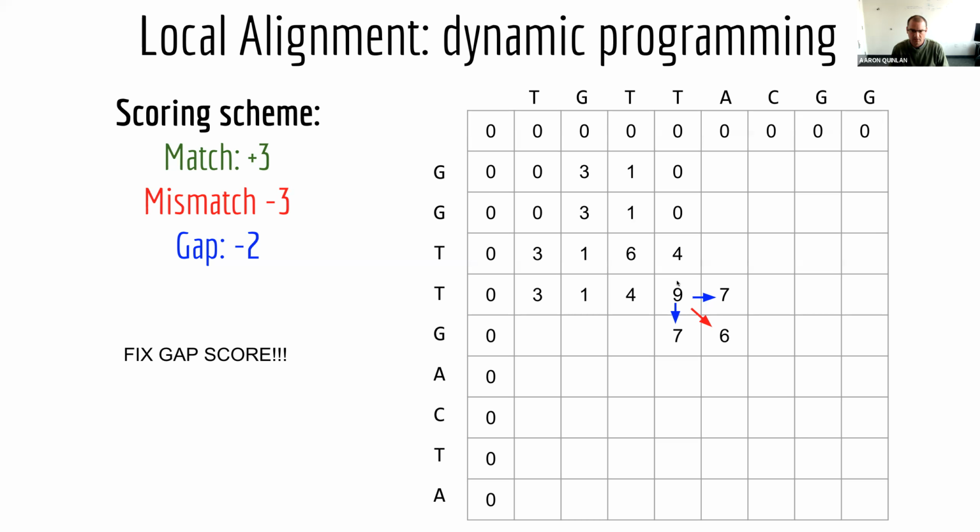The score at this cell is 9. If we move this way, that would be the introduction of a gap in the alignment. And so that's allowed because we've gone off diagonal. So if you go off diagonal, essentially you are introducing a gap in one sequence versus the other.